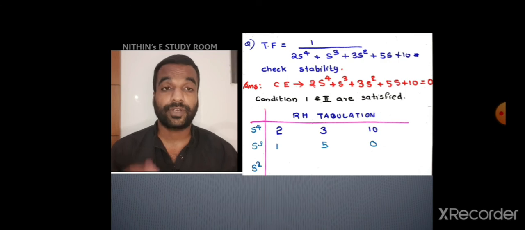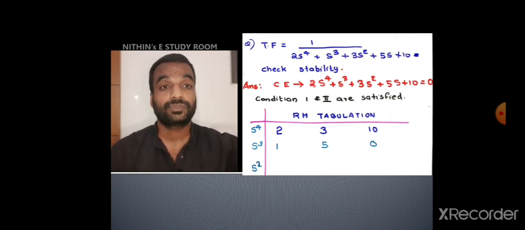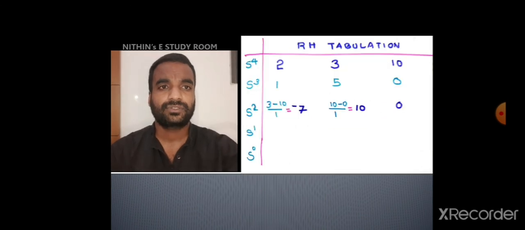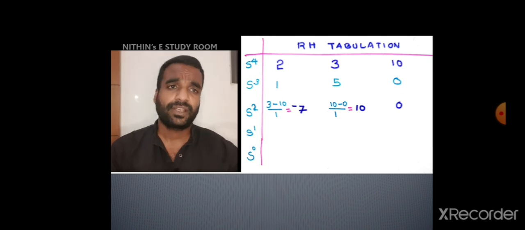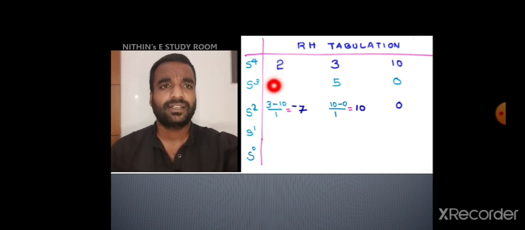Now we are going to find the term related to s raised to 2. For finding that, we calculate (1 into 3 minus 2 into 5) by 1, which is 3 minus 10 by 1, equal to minus 7. For the next value, we do (1 into 10 minus 2 into 0) by 1, that is 10 minus 0 by 1, which is 10 itself. If you want to find the third value in the column, no need to calculate; from primary inspection itself, we can see it will be 1 into 0.